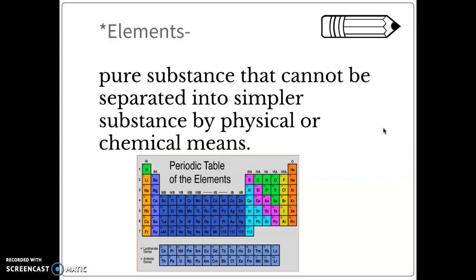Elements are pure substances that cannot be separated into simpler substances by physical or chemical means. So this is when we've looked up at the periodic table in our classroom. This is what we're talking about. Everything listed on the periodic table is an element. Some that you've definitely heard of are oxygen, carbon, hydrogen and helium, and neon, which is in those neon signs. That's an element. Silver is an element. Gold is an element. Those are all considered elements.